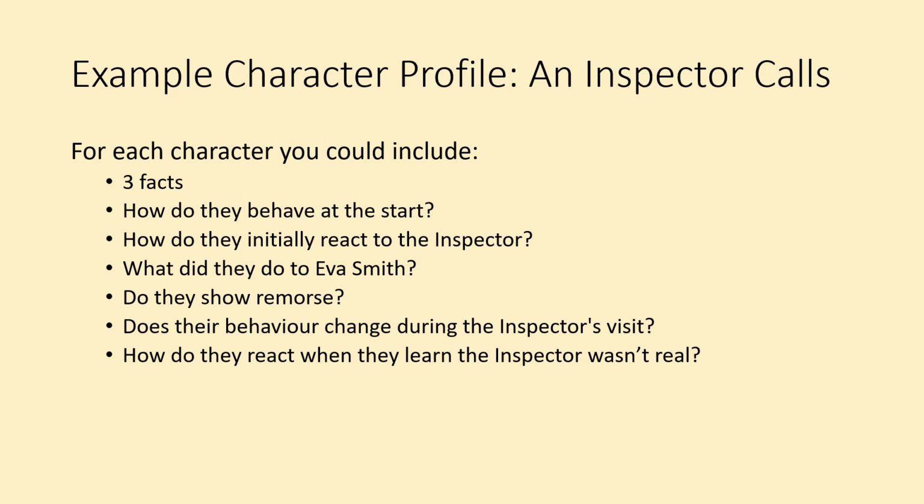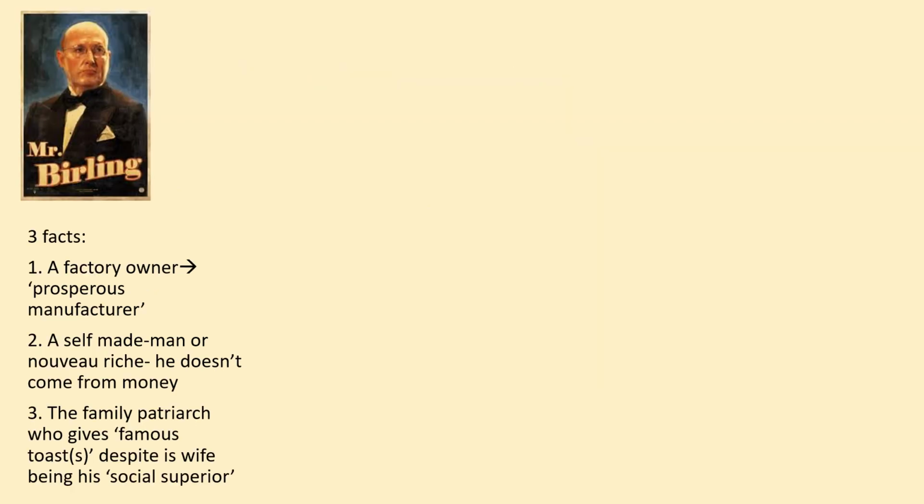So some of the questions on the slide here are specific to An Inspector Calls. If you were thinking about A Christmas Carol or about Macbeth, then it could be the same sort of premise, with that at first, however, by the end, which links us really nicely to any theses that you then create. And there's an example here for Mr. Birling. So I've got my 3 facts: that he's a factory owner, a self-made man, a member of the nouveau riche, and he's the family patriarch.